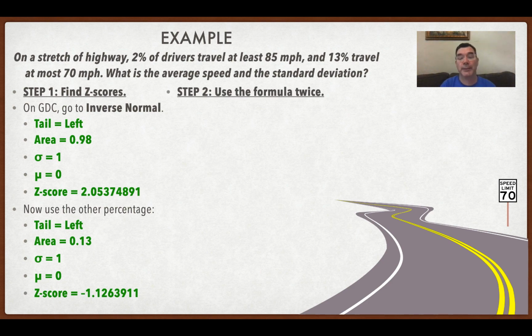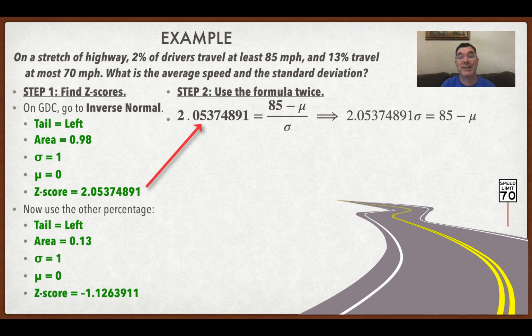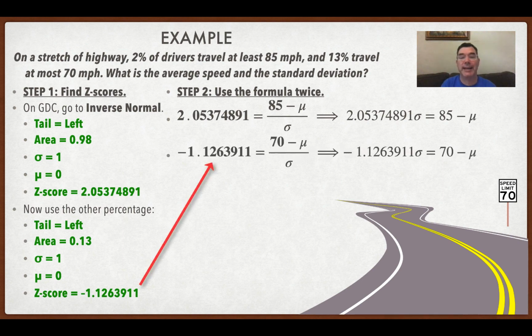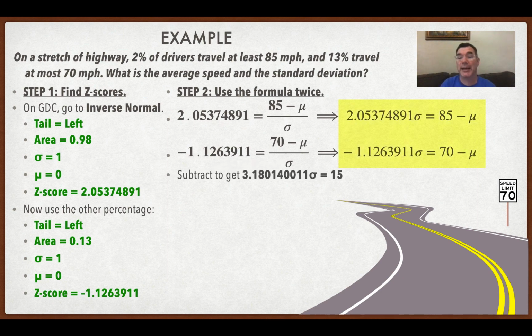So now I use the formula. The first time I use it, I'm going to use the Z-score of 2.05 and the X-score of 85 because those are in the same place. But I don't know mu and I don't know sigma, so I will leave those as variables, and I will rewrite the equation so that there are no fractions and I have everything in terms of sigma and mu. Then I use the second Z-score and the X-score of 70 that it matches up with. Same formula, and again, I rearrange it in the same way so that there are no fractions. So now I have a system of equations with sigma and mu, and so I can solve that using technology.